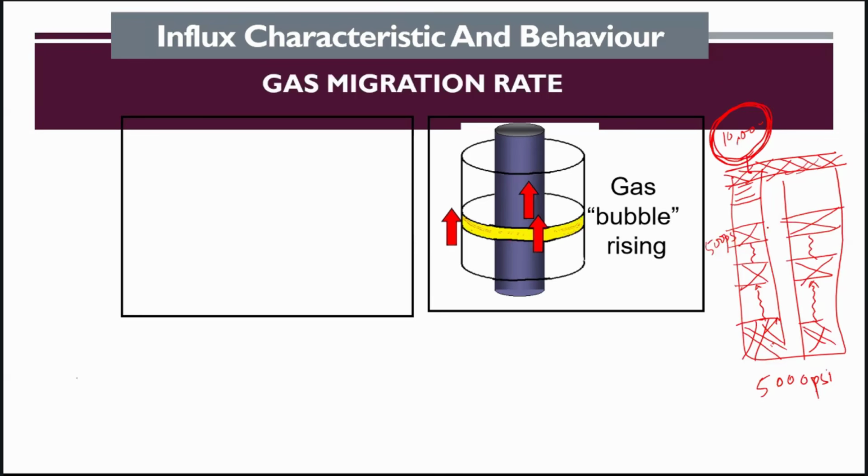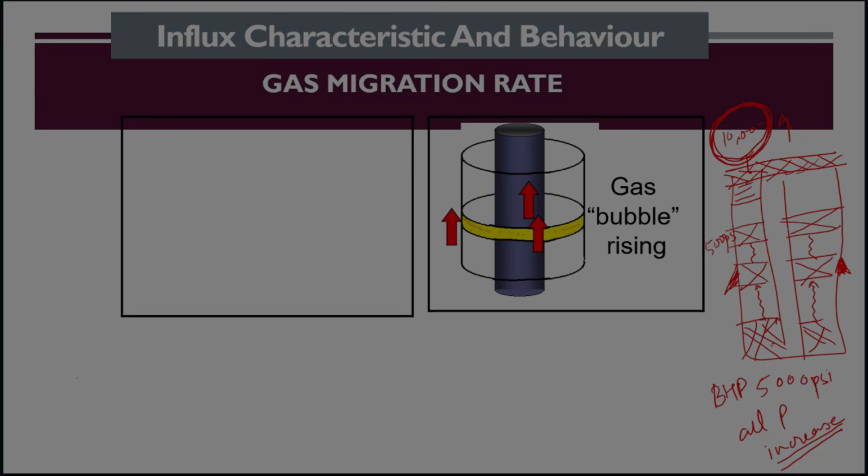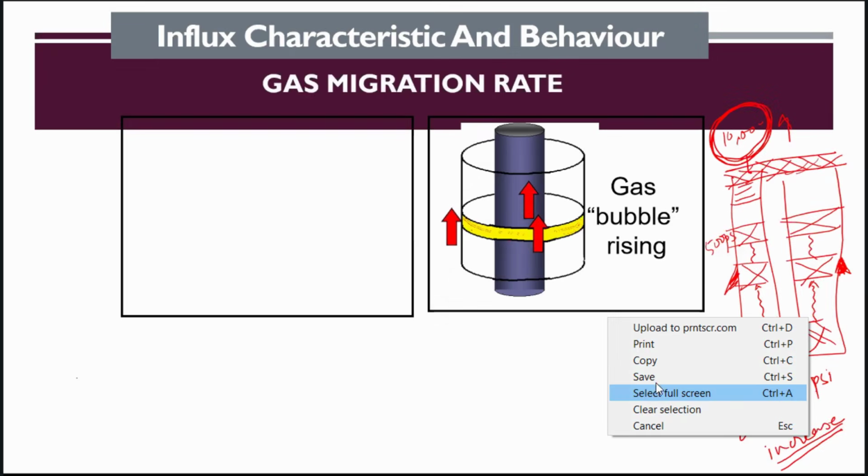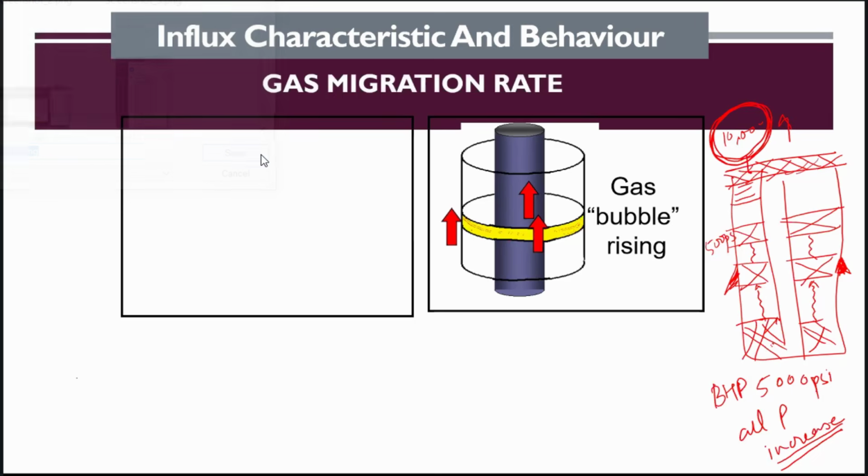So in the whole well, the bottom hole pressure will also increase, your surface pressure will also increase, your casing shoe pressure will also increase. So due to gas migration, all the pressure around the well will increase. So this is a very dangerous situation. Any equipment can fail, any barrier element can fail if the pressure is so high in the well. So we cannot allow this situation to happen.